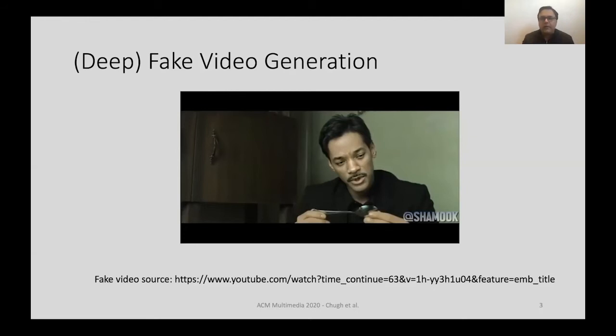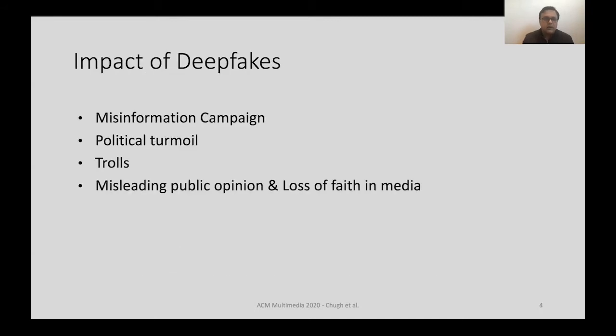Now, this type of manipulated data has some serious repercussions. For example, one could run misinformation campaigns using this fake data. Further, deepfakes can be used during sensitive times such as elections. And it has been observed recently that trolling is happening online by generating these deepfakes.